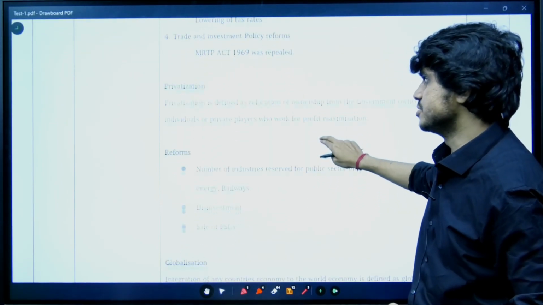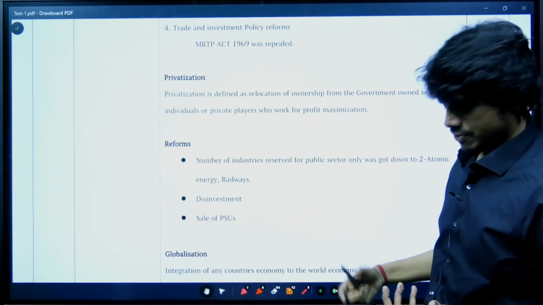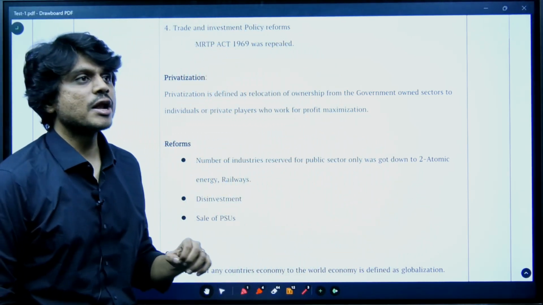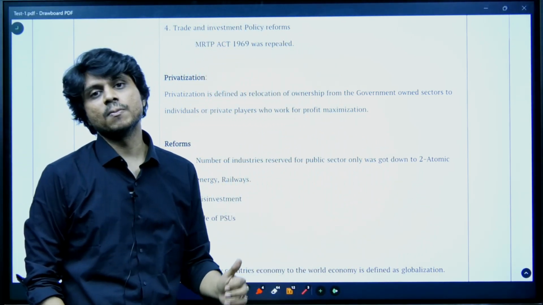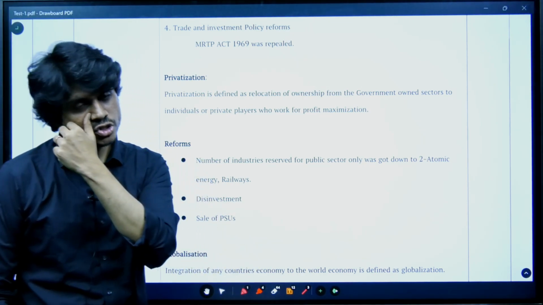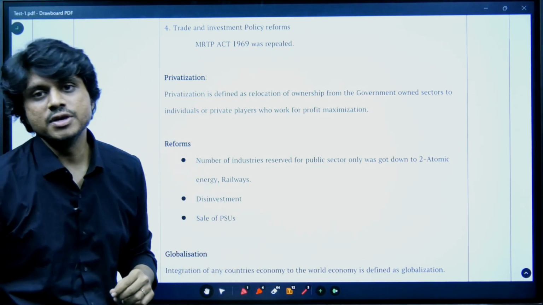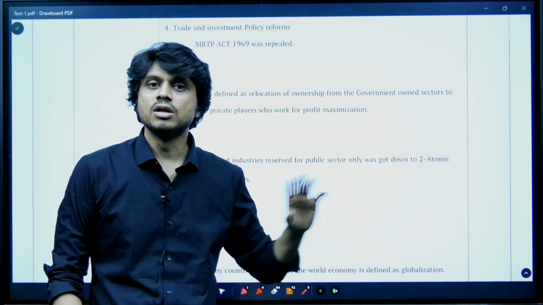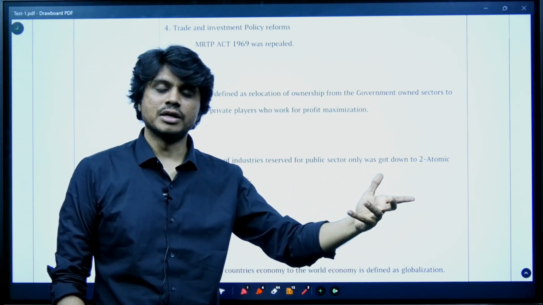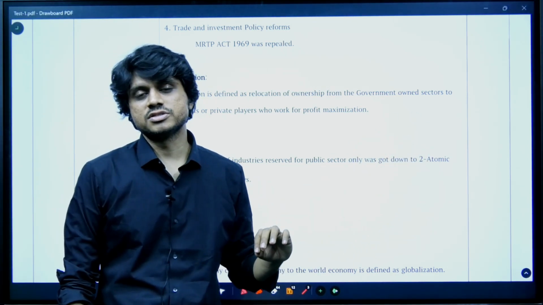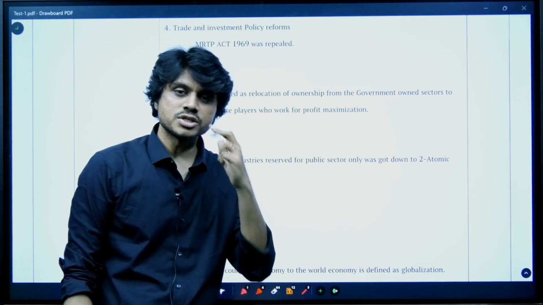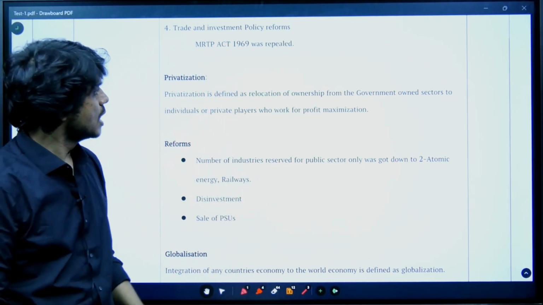And then privatization. What is privatization? As I told you, at that time development was primarily public sector driven. This question was also asked in a previous year APPSC paper: analyze the public sector driven approach, its performance and the drawbacks of such a model of development.